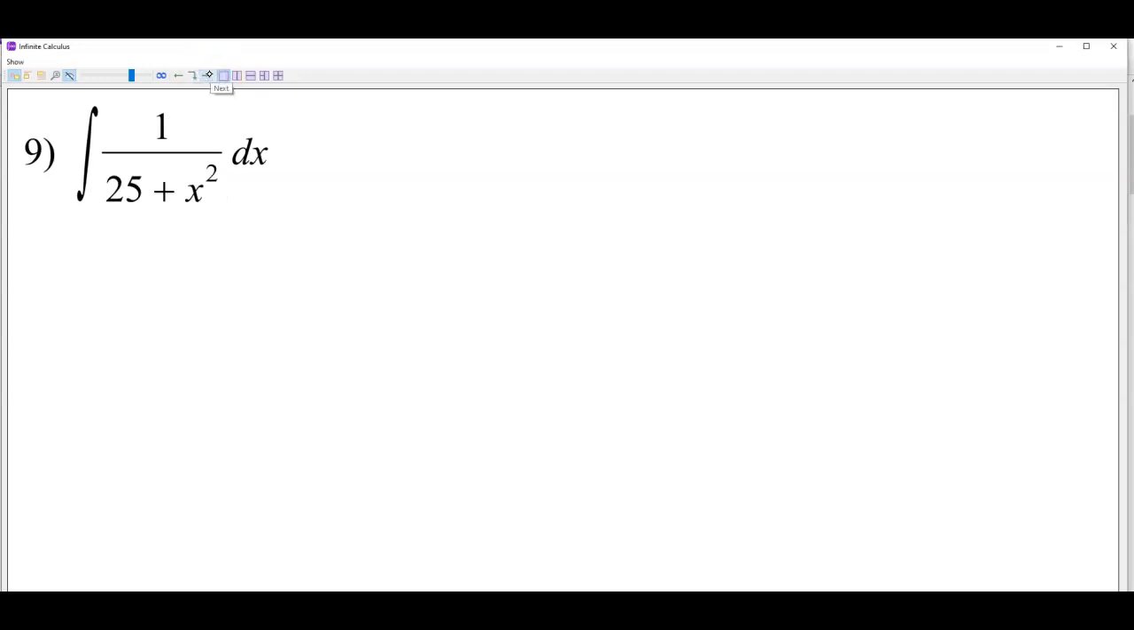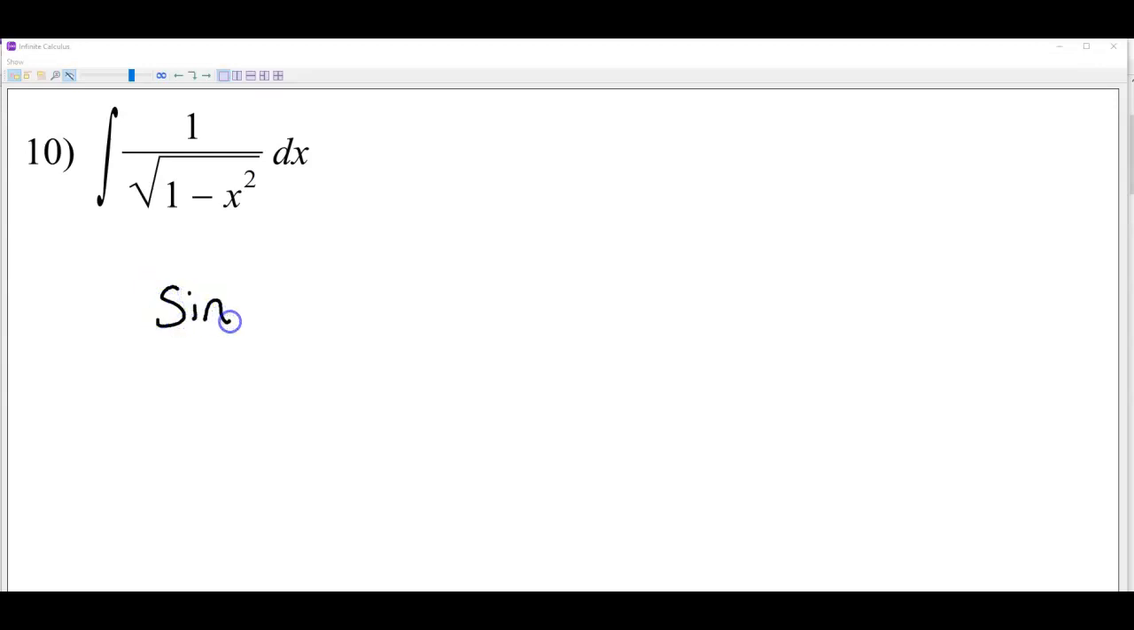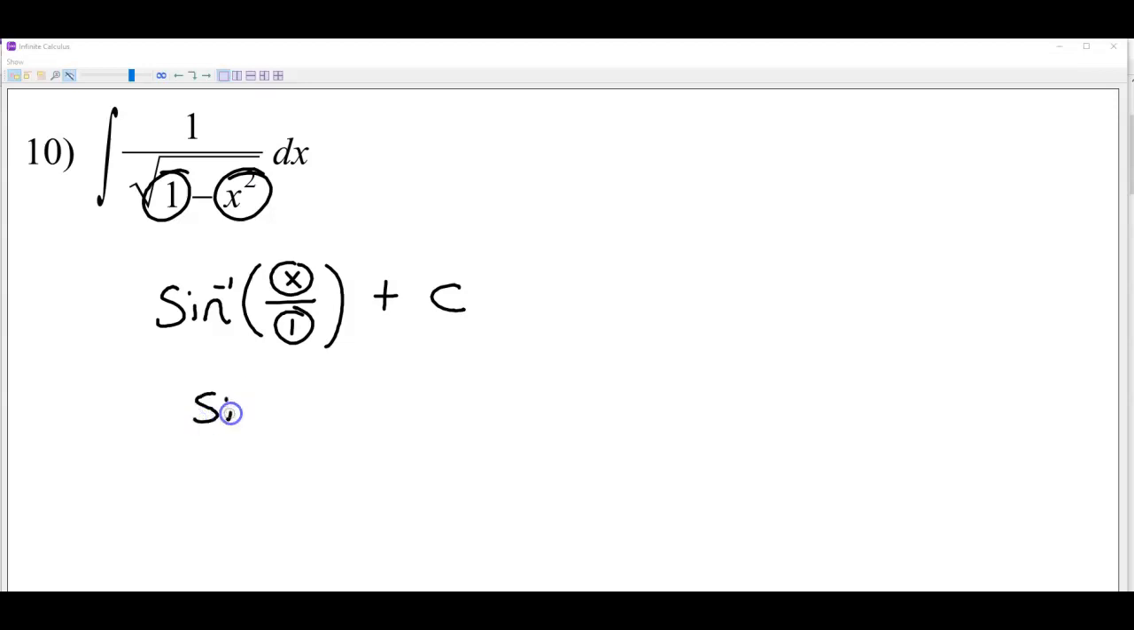Number 10. Another arc secant. Well, no, I'm sorry, not arc secant. This one's actually an arc sine. So with arc sine, there's nothing in the front of it, but we do have a top number and a bottom number. The top number is the square root of the x term. Bottom number is the square root of the numerical term. And so if we just wanted to write it in a more simple fashion, it would be this.